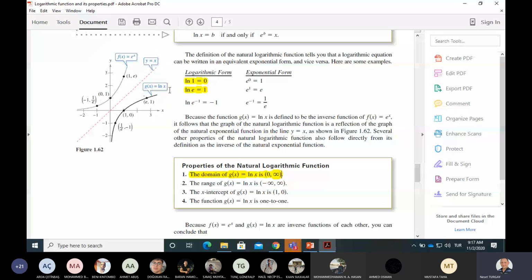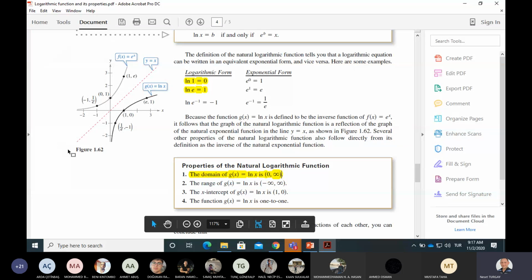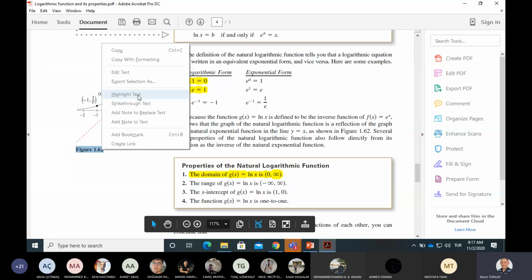This is the graph of ln x. See, this part is not defined, only this part is, because the domain is starting from 0. Okay.